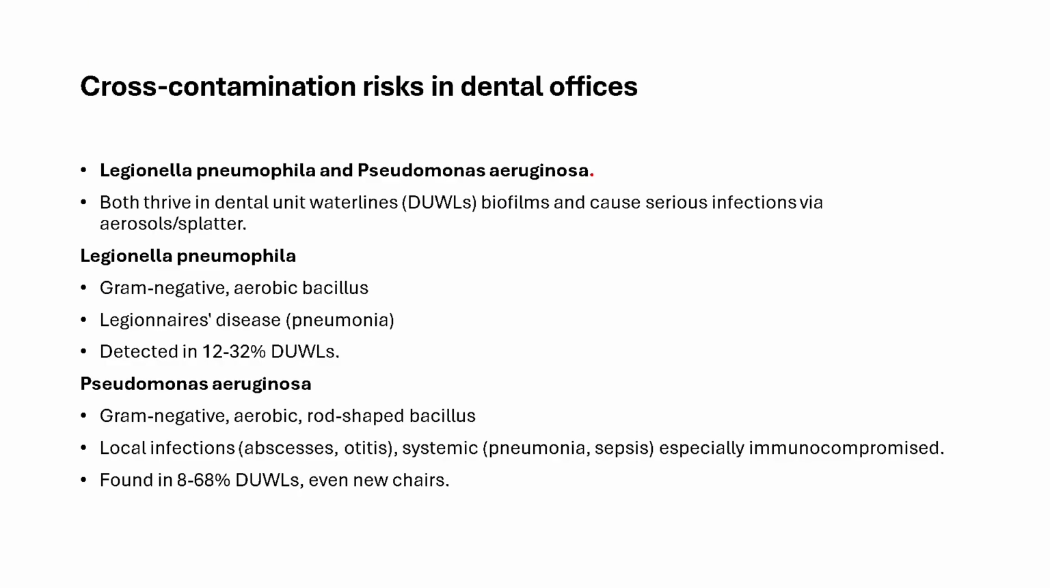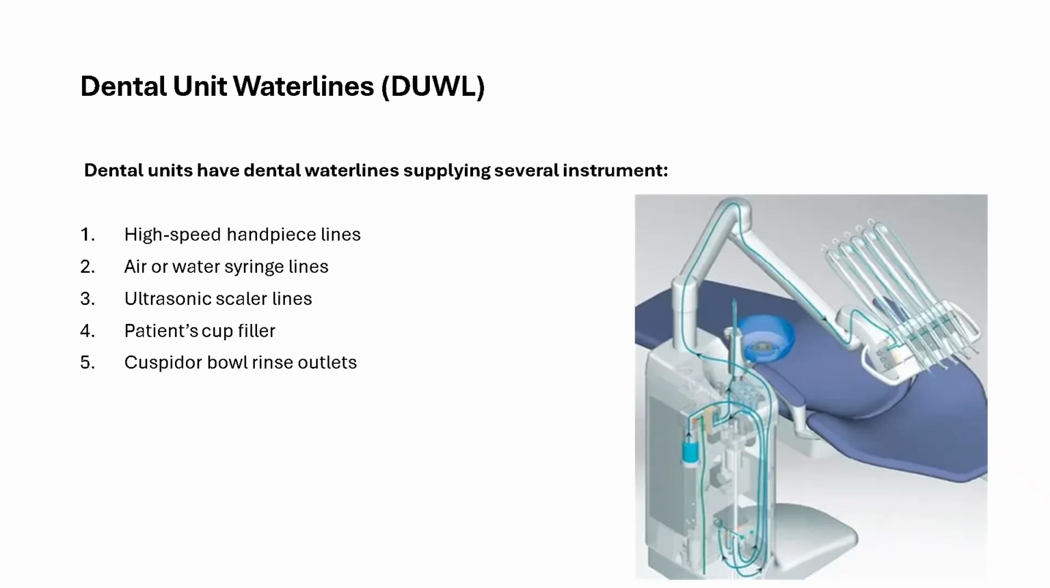Legionella pneumophila is a gram-negative aerobic bacillus. It causes Legionnaires' disease, which is an atypical type of pneumonia. Pseudomonas aeruginosa is a gram-negative aerobic rod-shaped bacillus. It causes local infections such as abscesses and otitis, and can also cause systemic infections like pneumonia and sepsis, especially in immune-compromised patients. Dental units have dental water lines that supply the high-speed handpieces, the air and water syringe, the ultrasonic scalers, the patient's cup filler, and the cuspidor bowl rinse.